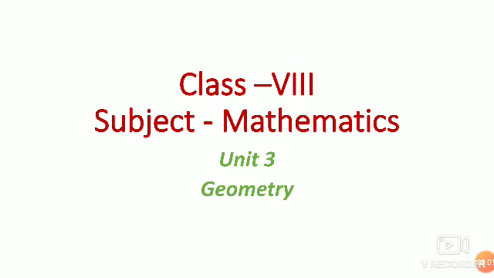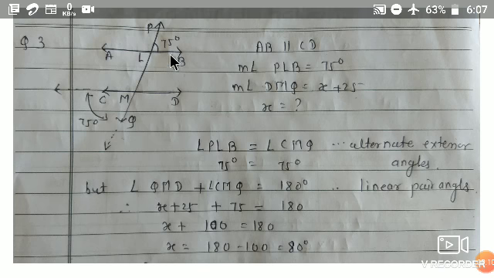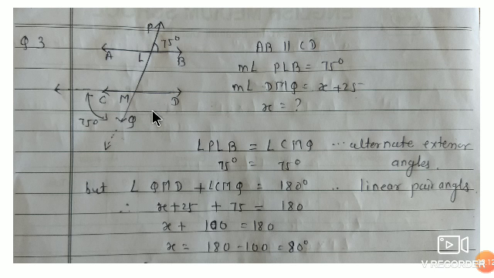Unit 3 Geometry, Practice Set 3.2, Question number 3. In the adjoining figure, line AB and line CD are parallel to each other and PQ is their transversal. If the measure of angle PLB is 75 degrees and the measure of angle DMQ is x plus 25 degrees, then find the value of x.